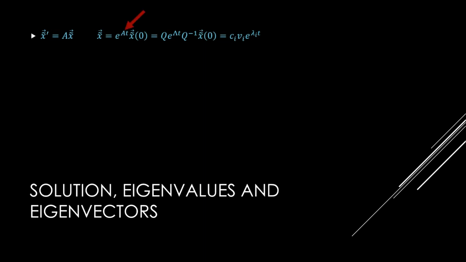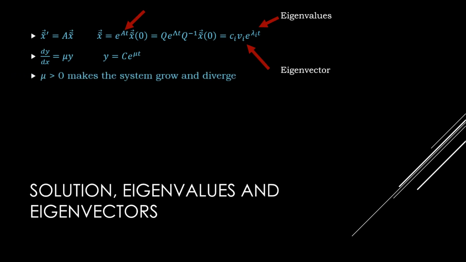You may ask, what does the matrix A in the exponent mean? Well, a simpler expression is right here, where vi are our eigenvectors and lambda i are our eigenvalues. But if you don't know, think about this differential equation. The solution is just the exponential. And how does mu affect the solution? If mu is positive, it makes the system grow and diverge.